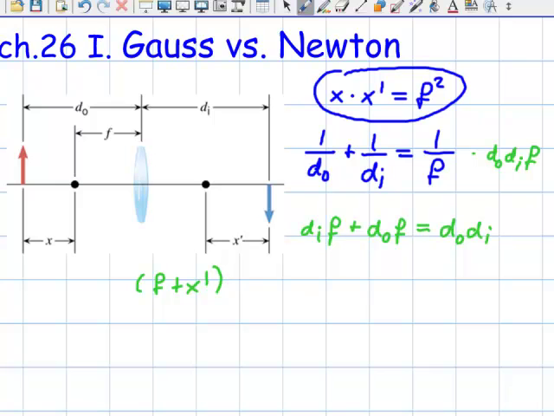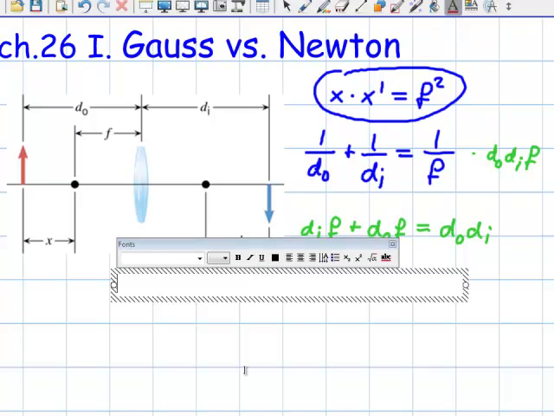I think what I'm actually going to do is just type it, because I don't have any more fractions here. So I'm going to have di equals f plus x prime, times f plus the dO, which is f plus x, times f, and then that equals the dO again, which is this one here, times di. There you go.